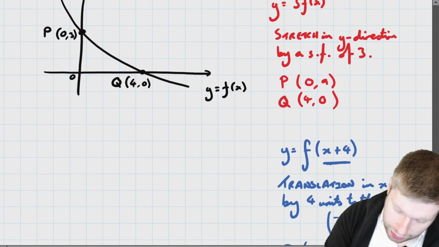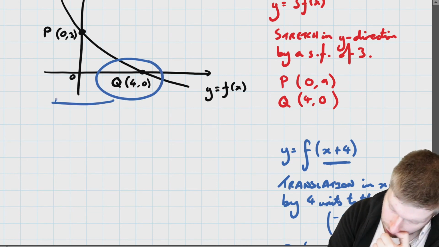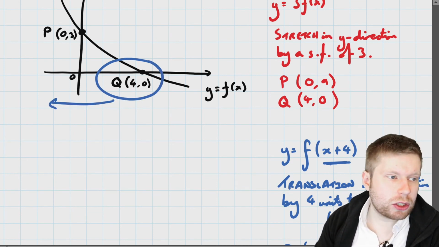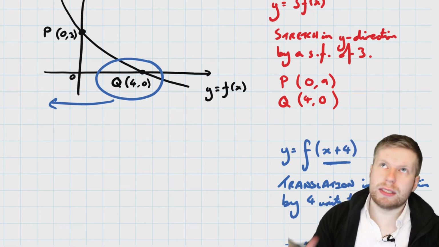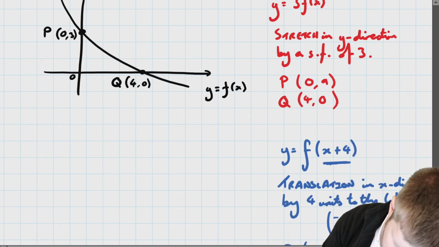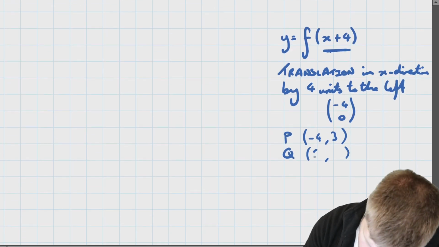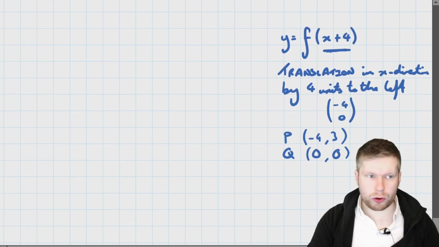Let's see where Q ends up. Well, Q also moves to the left by 4 units. So instead of it being at 4, 0, it'll move to the left by 4 units, so it's going to be at 0, 0. Okay, so the origin. So Q will end up at 0, 0. Okay, so far so good.